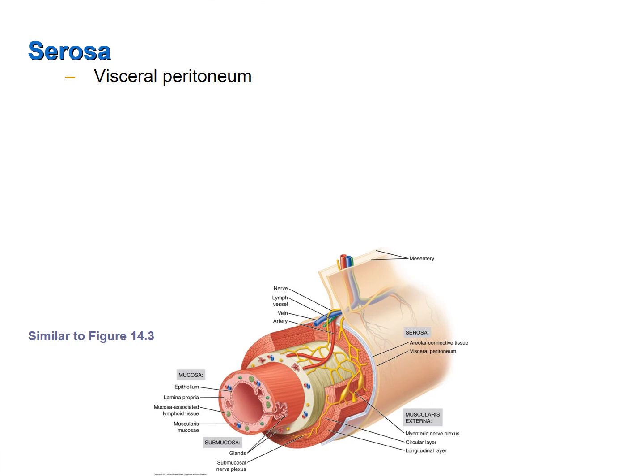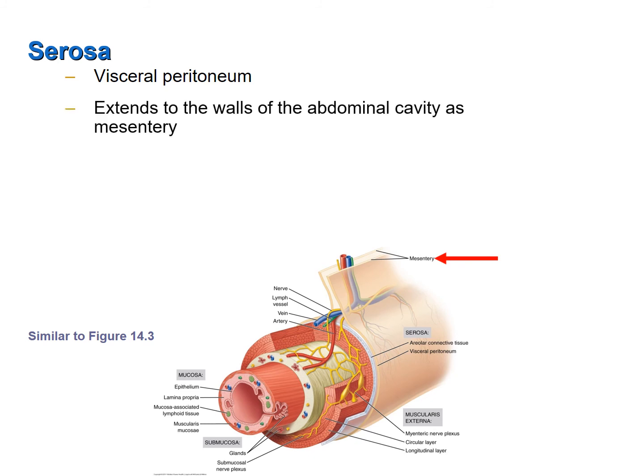So going back to this figure, showing the serosa is the visceral peritoneum. It extends to the walls of the abdominal cavity as mesentery, and there it makes contact with the parietal peritoneum, which lines the abdominal cavity.